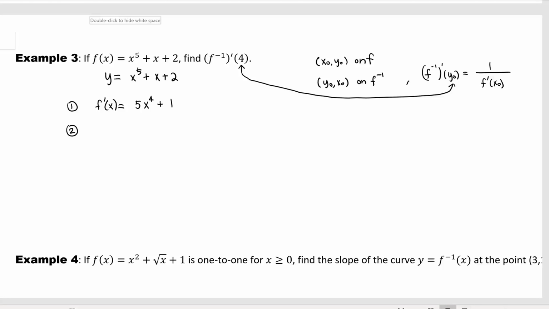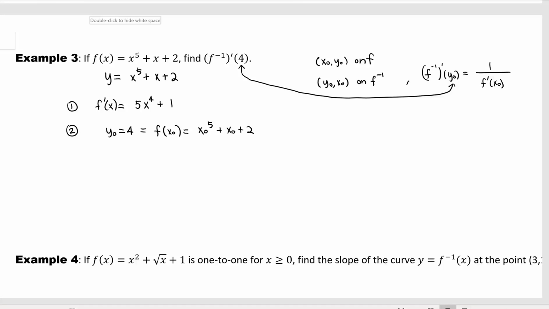The second step is identifying x0 and y0. So here y0 is 4. How do we find x0? Do you remember what y0 is? y0 is f of x0. Which means you plug x0 into the original function. Then you might say, wow, this is a degree 5 polynomial. We don't know how to solve it. You're right.